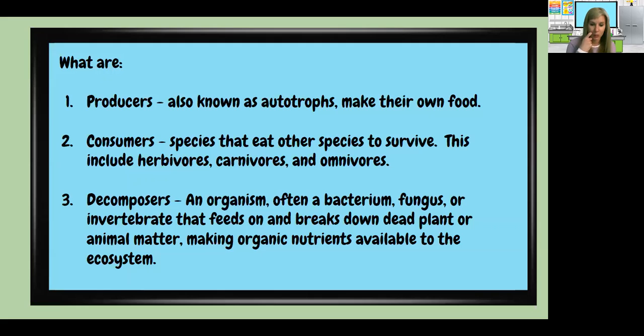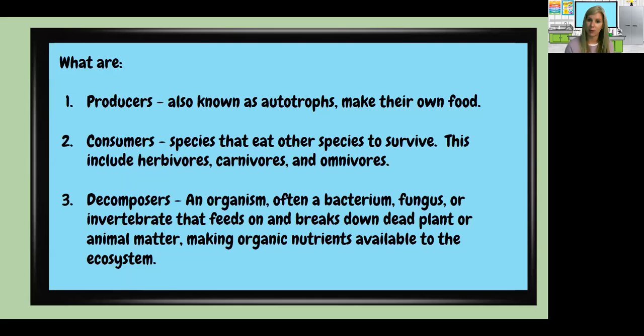Then we have our consumers. Consumers are species that eat other species for survival. This includes herbivores, carnivores, and omnivores. So let's go over those again real quick. An herbivore is a species or an animal that eats only plant life. A carnivore is an animal that eats only meat. And then we have omnivores, and omnivores eat both plant life and meat.